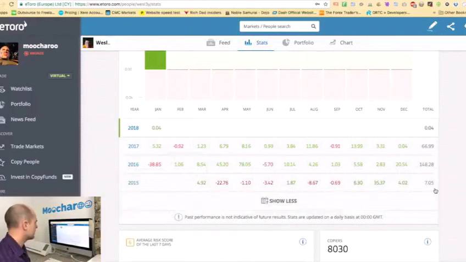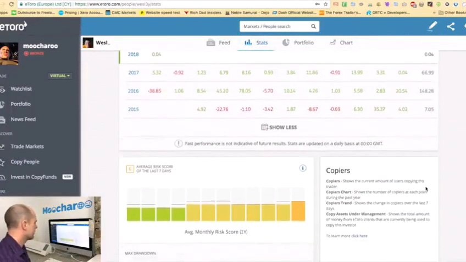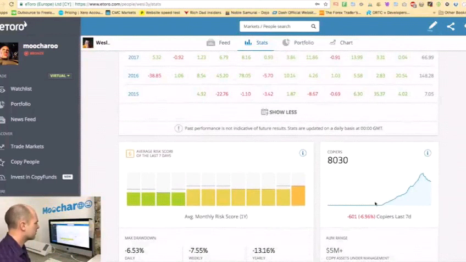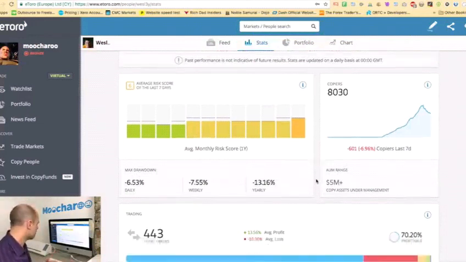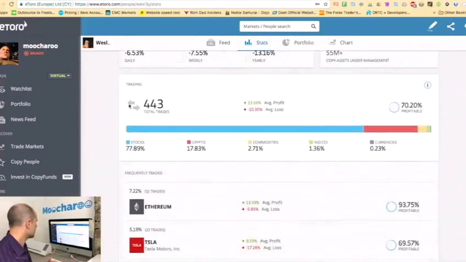He's been very consistent, just getting better and better all the time. He's already got like 8,030 people copying him. It's dropping off a little bit recently. Maybe because his risk is going up. This is how risky a trader is. So there's several factors go into that. I'm not going to mention that now. Same with like drawdown, and this is his assets under management. Under management is basically how much other people have put in to copy him. And this is his trading history.